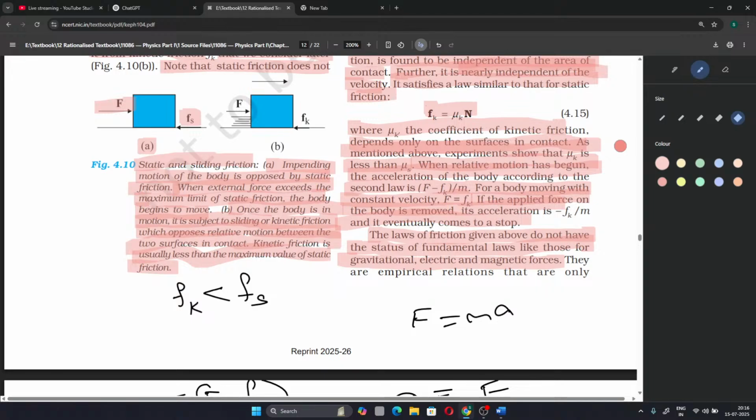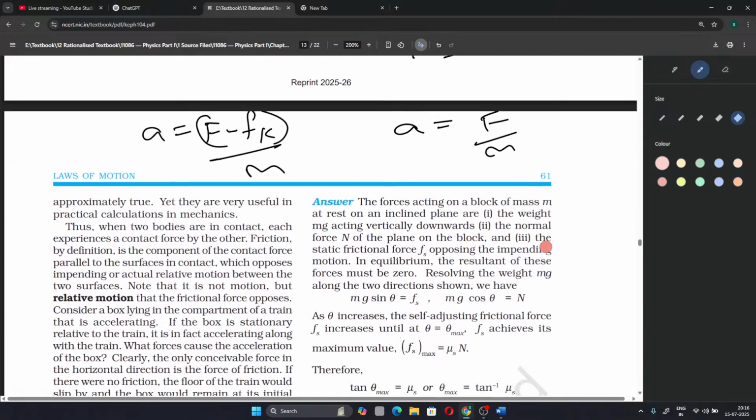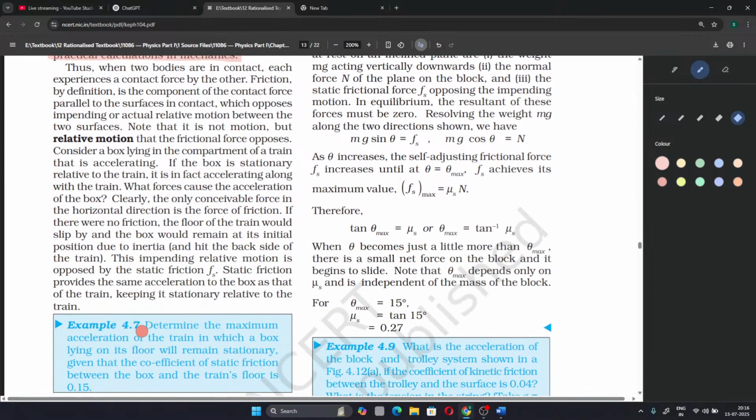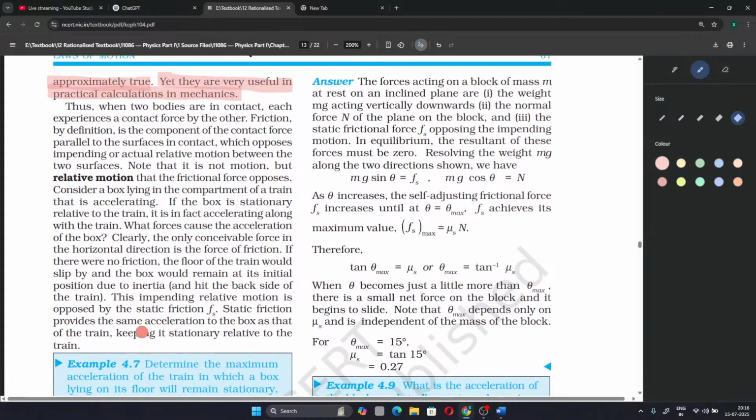It does not have fundamental laws like those for gravitational, electrical, and magnetic forces, and they are empirical relations that are only approximately true. Whatever we calculated here is only approximately true, but it is very useful in practical calculations in mechanics and in our real life situations. That is the reason we are studying this chapter.